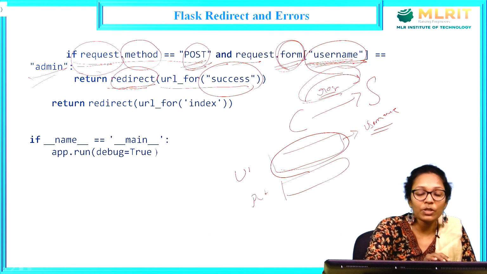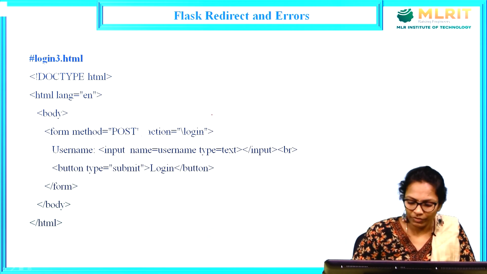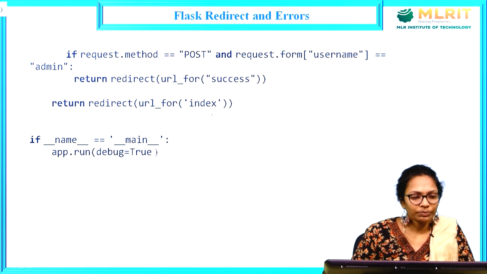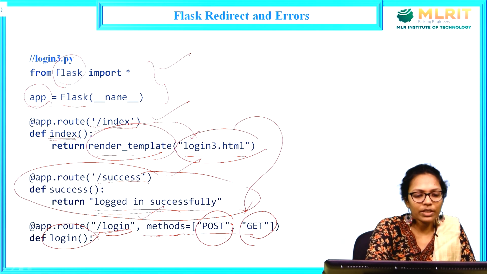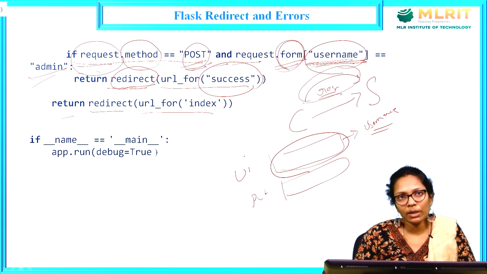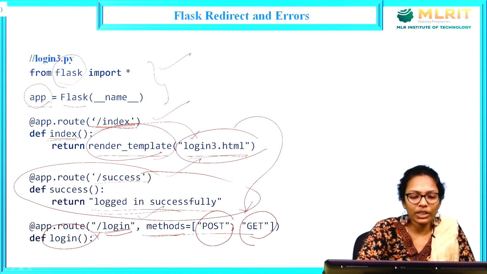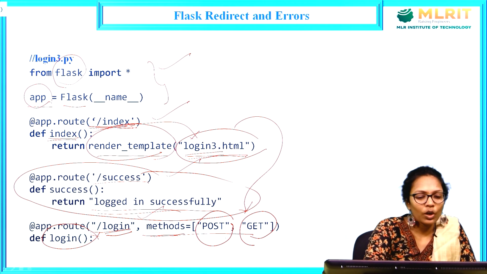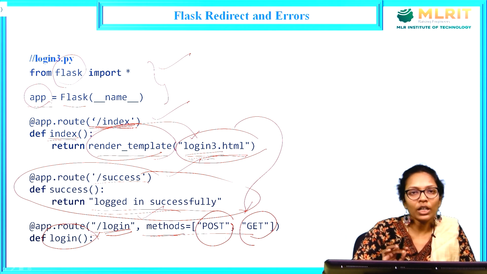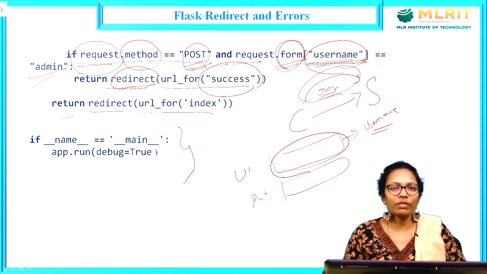Otherwise, if the username is not correct, return redirect url_for index. So here we have url_for index. What is the URL for index? login3.html. In the login3.html only you are giving the details. If the username is correct, you will simply get the message successfully logged in. Otherwise, it will stay on the same page. What is that page? login3.html. Why? Because the URL for index is login3.html only. So this we know, if we have multiple programs in the same application, we can use this.